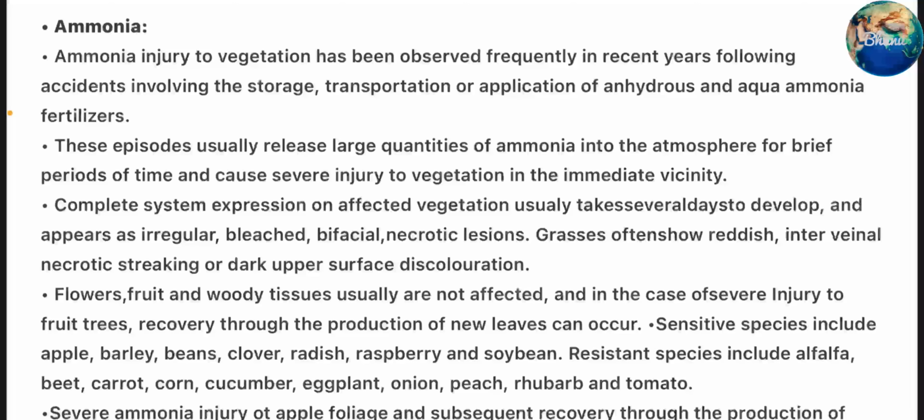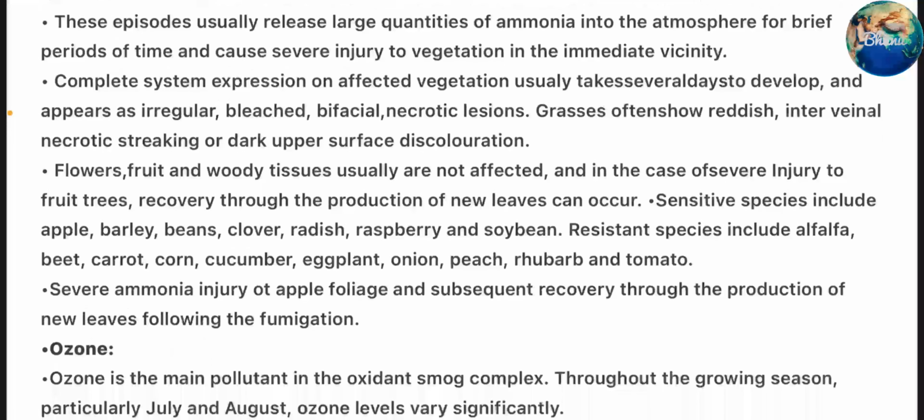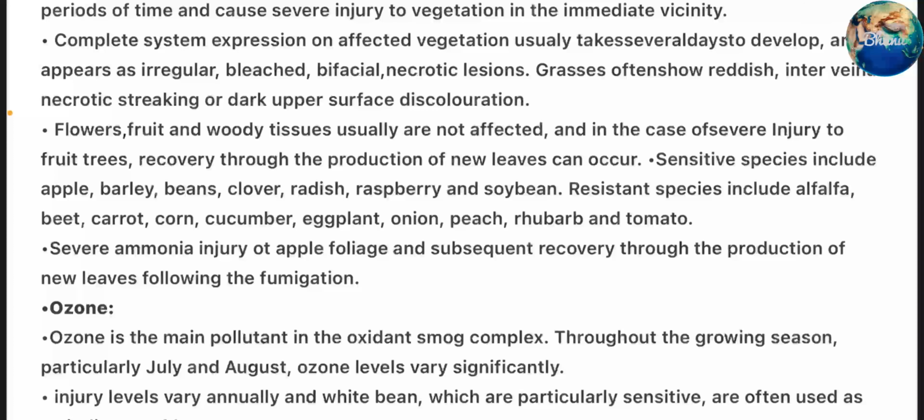Sensitive species include apple, barley, beans, clover, radish, raspberry and soybean. Resistant species include alfalfa, beet, carrot, corn, cucumber, eggplant, onion, peach, rhubarb and tomato. Severe ammonia injuries to apple foliage and subsequent recovery through the production of new leaves following the fumigation.